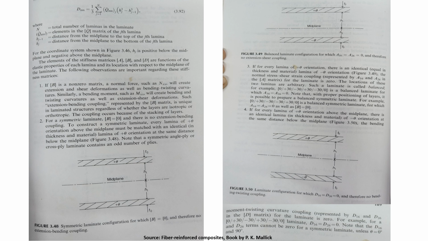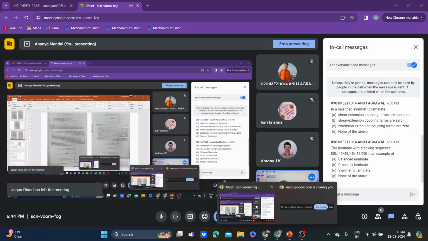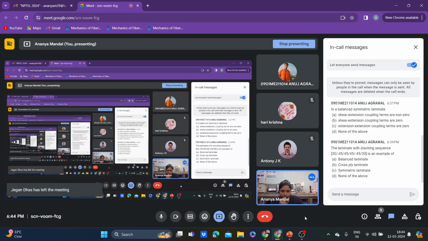In the question that you have shown, 45 positive, negative was also there, but for 30 positive there was no negative 30. So that's why it won't be a balanced one. So for balance, every positive theta should have a negative theta. Then that will form a balanced laminate. Was it clear? Yes, ma'am.